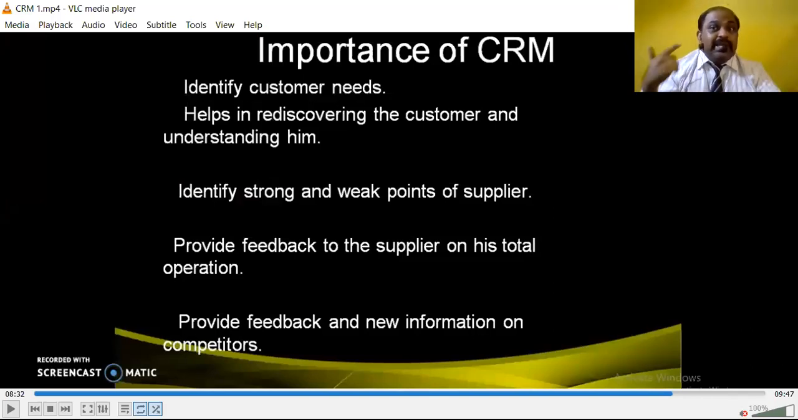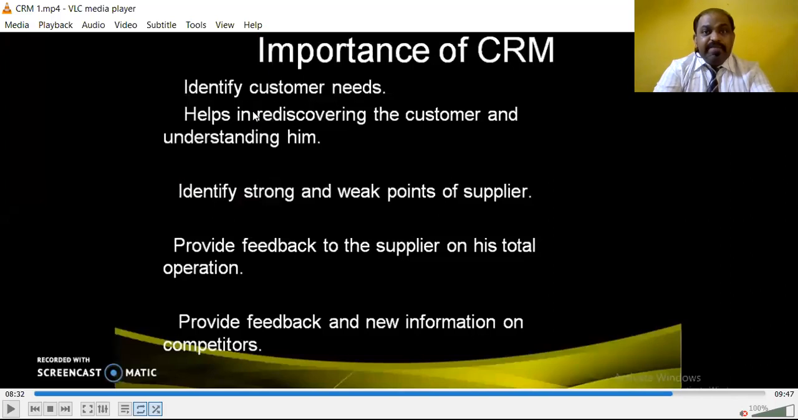You have to rediscover again and again. You have to find out what exactly the need is that we have to fulfill. That is the rediscovery of customer needs. Then comes: identify the strong and weak points of a supplier. I am talking about the supplier. On the contrary, you have to do a SWOT analysis. SWOT analysis. What is it?